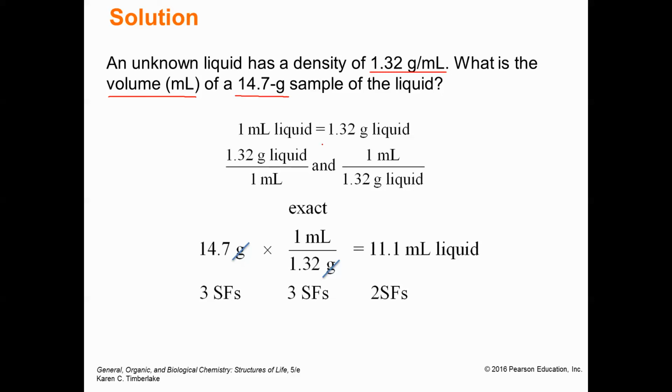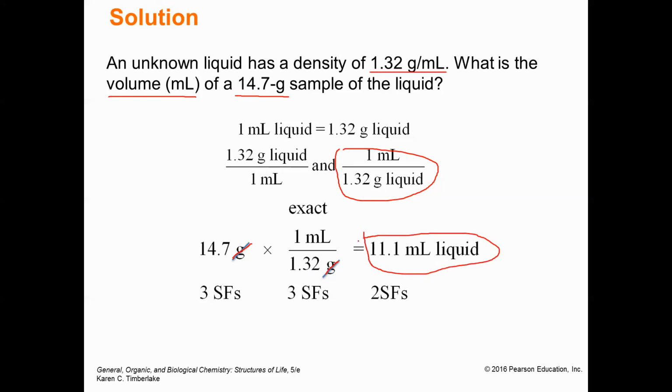So if we have 14.7 grams, that's going to be our starting value. And then if we know that 1 milliliter equals 1.32 grams, we can make 2 conversion factors. And we're going to pick the one with grams on the bottom, so we can cancel with the grams in our starting value here. And so 14.7 grams times 1 divided by 1.32 is going to give us 11.1 milliliters of liquid.